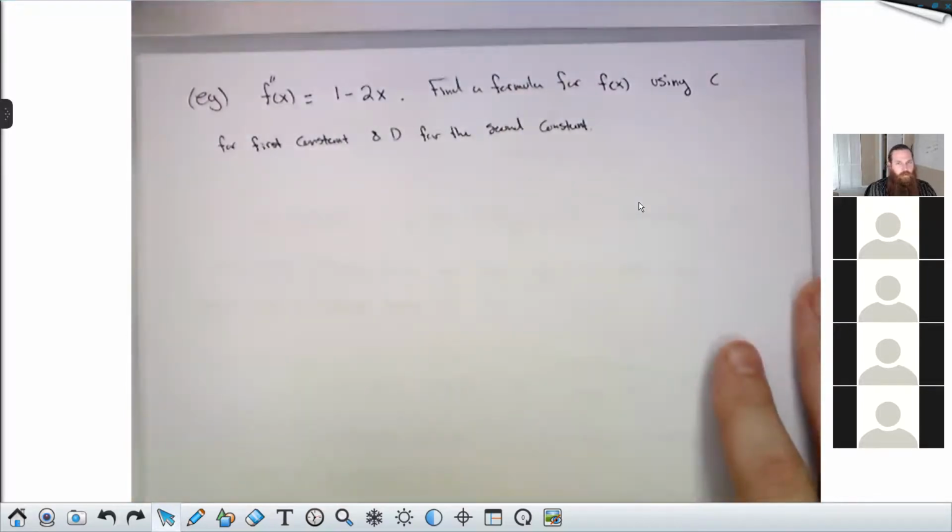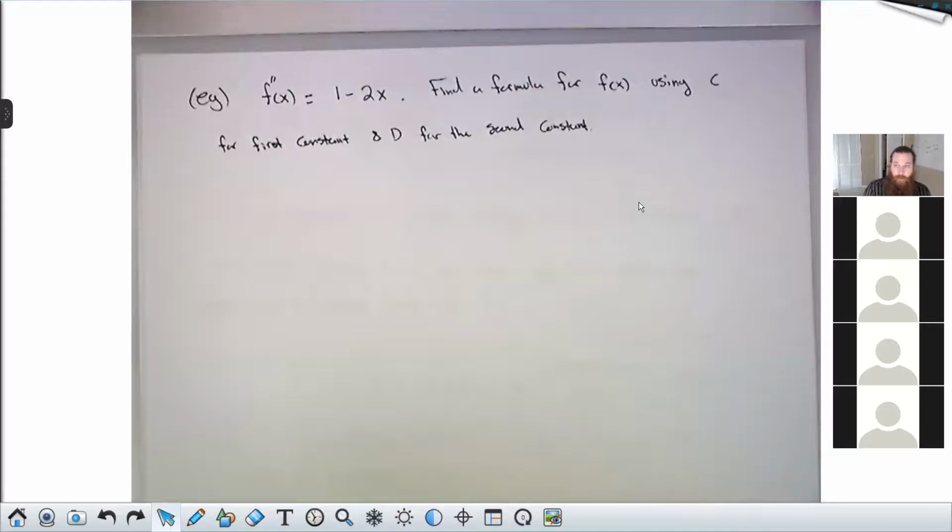Problems like this definitely do show up, although not usually in application or real-world problems. In real-world problems, you'll have the information you need to solve for C and D. But sometimes we just like to do this as an exercise.